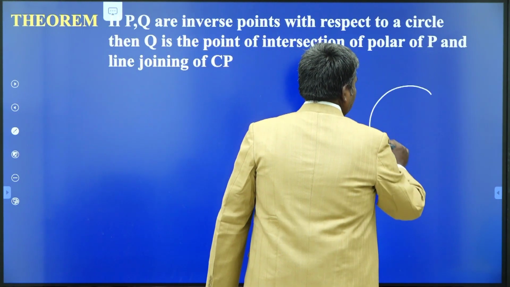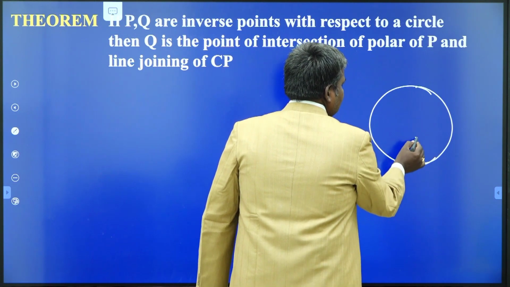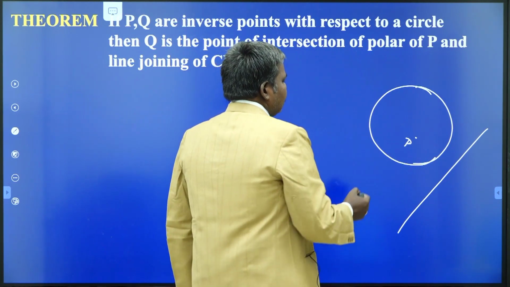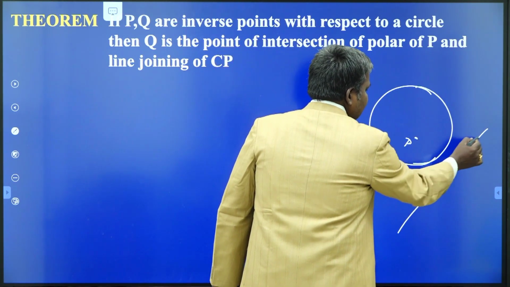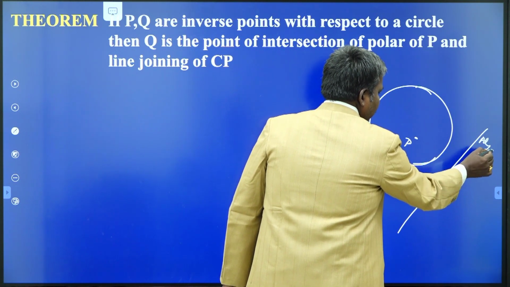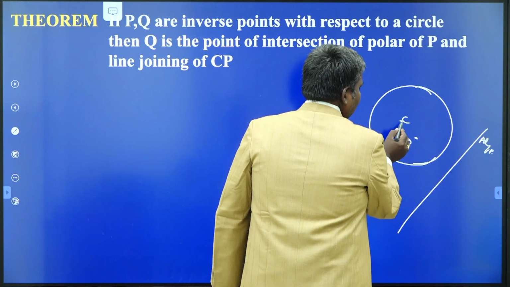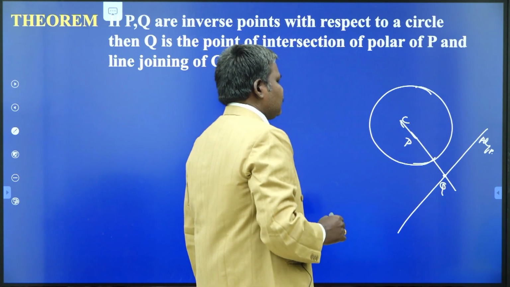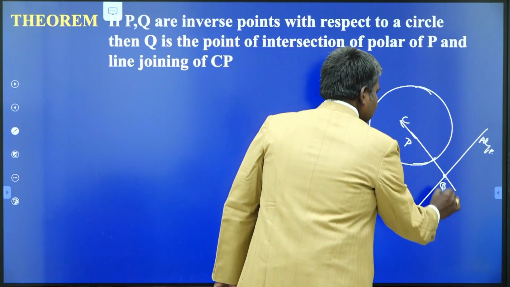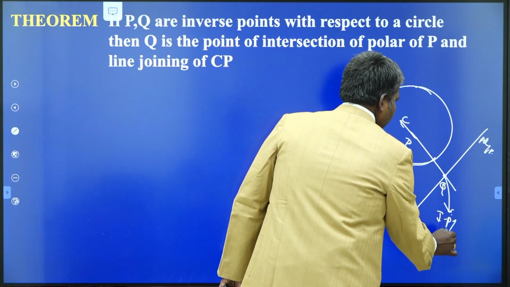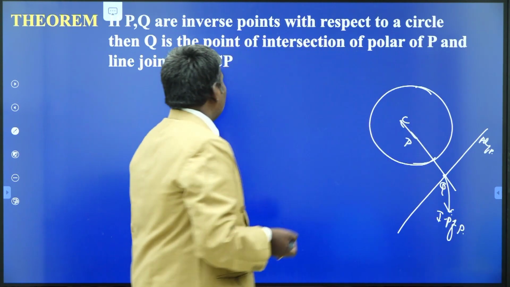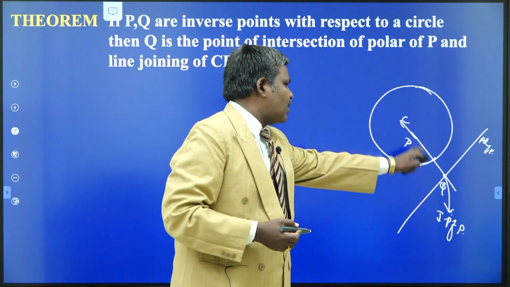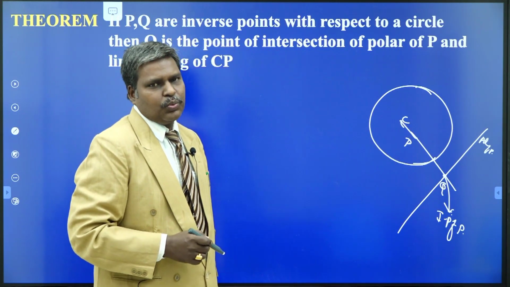Suppose this is the circle. This is the point. This is the line, say. Now, the polar of P is like this. This is C. The line joining C and P is like this. This is the point of intersection of the line joining C and P and the polar of P. We say that this is the inverse point of P. So P, Q are inverse points of a circle, then Q is the point of intersection of the polar of P and the line joining C and P. We have to prove that here.